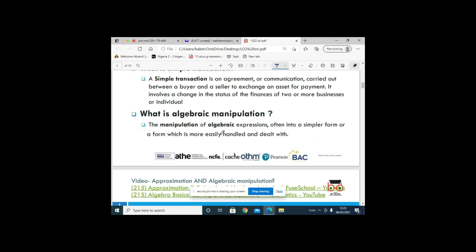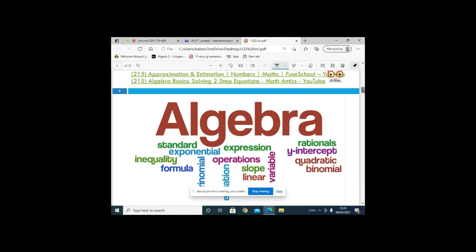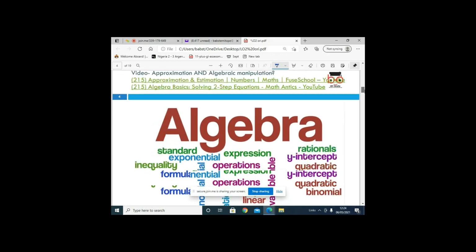So algebraic manipulation is manipulation in algebra, often used to put it in a simpler form, or a form which is easily handled or dealt with. Sometimes algebra could be complicated when you see all those letters and terms together. So algebra can be manipulated in a simpler way so that students will be able to have their heads around it and know what it actually means. So now we go into details. These are videos you can actually watch that will help you.